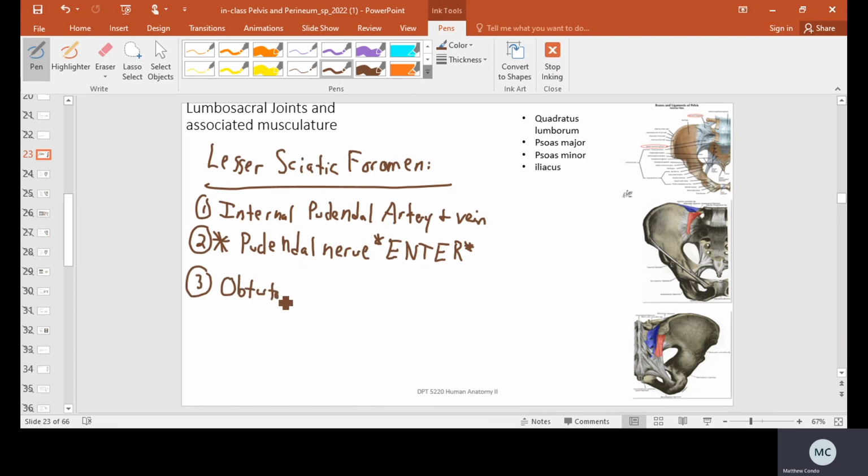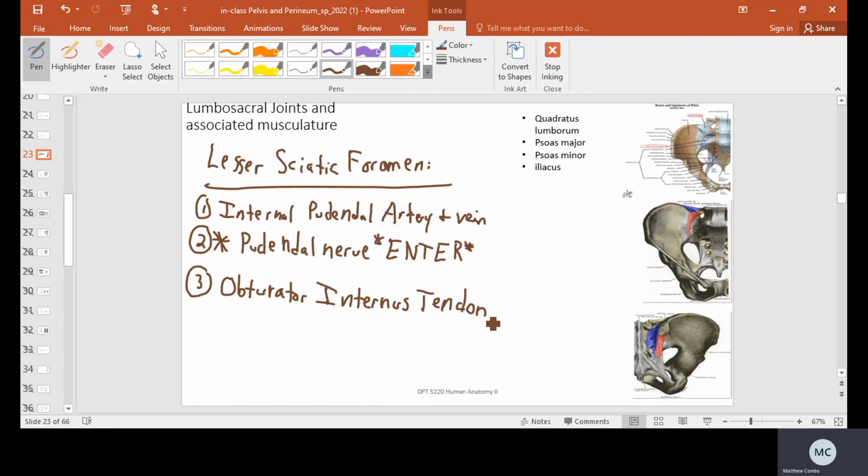The obturator internus tendon, and that's going to be really key because the obturator internus tendon is going to be a key landmark for our pelvic floor muscles. Okay, so on obturator internus, and this is going to be another really weird thing about the hip and the gluteal region.